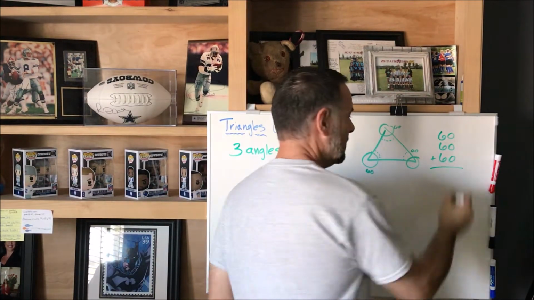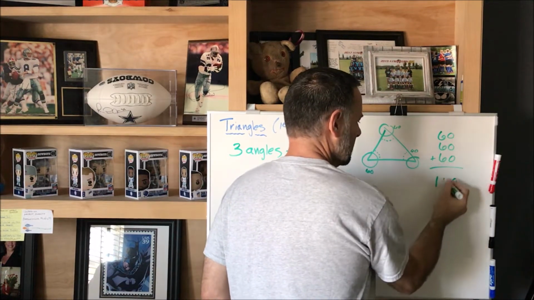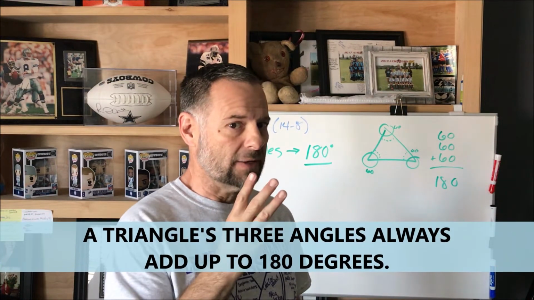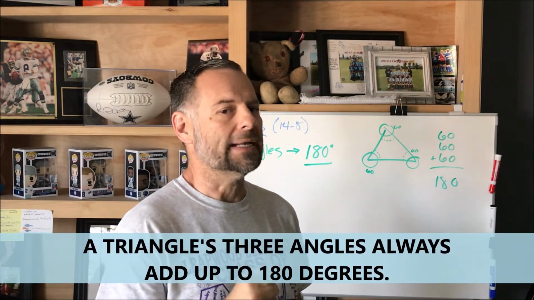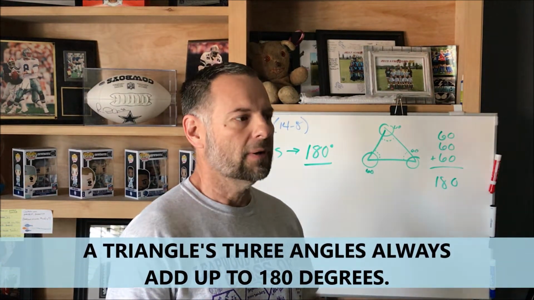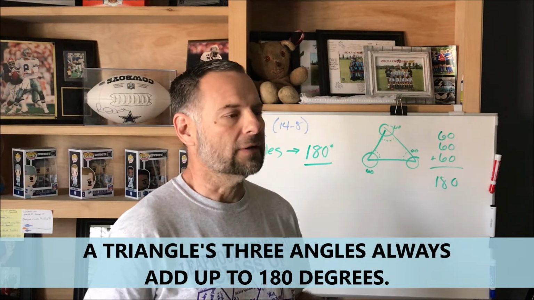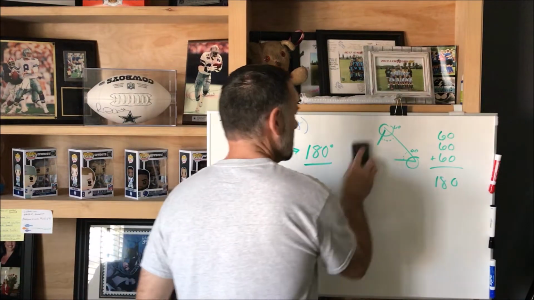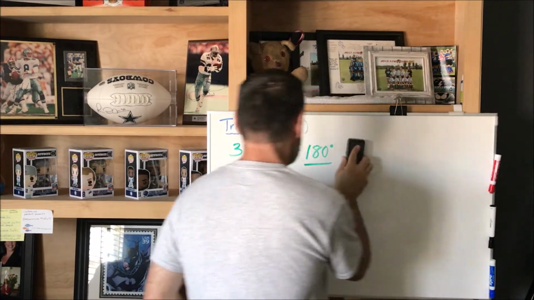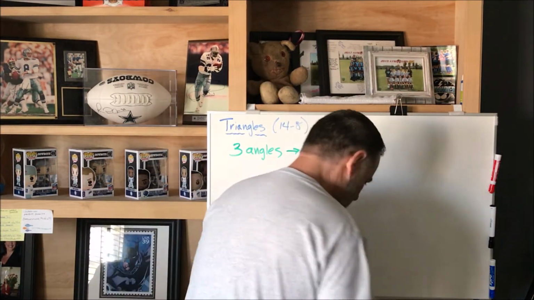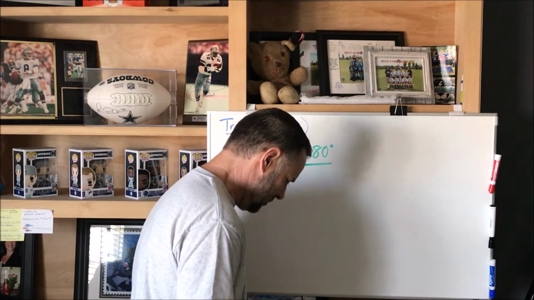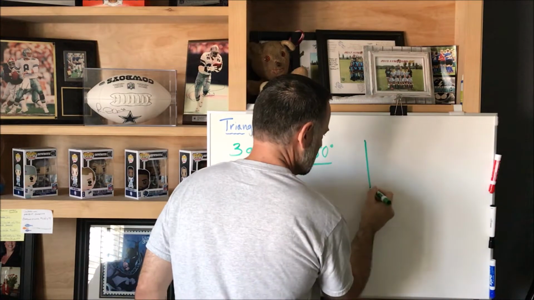Now if I take those three 60s and add them up, I'm going to get my 180. All three angles always add up to 180. Don't forget that. It's an important thing you need to remember. All three angles of a triangle add up to 180 degrees. I'm going to leave that on the board for you because you're going to see things look like this.